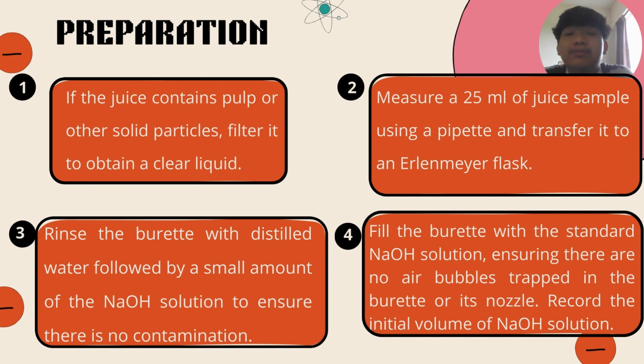Next, we're going to talk about preparation. First, if the juice contains pulp or other solid particles, filter it to obtain a clear liquid. Second, measure 25 ml of juice sample using a pipette and transfer it to an Erlenmeyer flask. Third, rinse the burette with distilled water followed by a small amount of the NaOH solution to ensure there is no contamination. Fourth, fill the burette with the standard NaOH solution, ensuring there are no air bubbles trapped in the burette or its nozzle. Record the initial volume of NaOH solution.